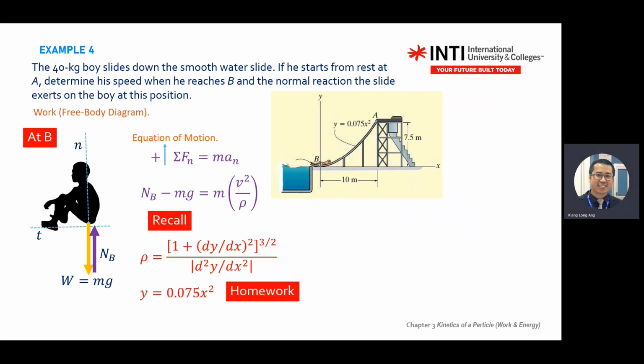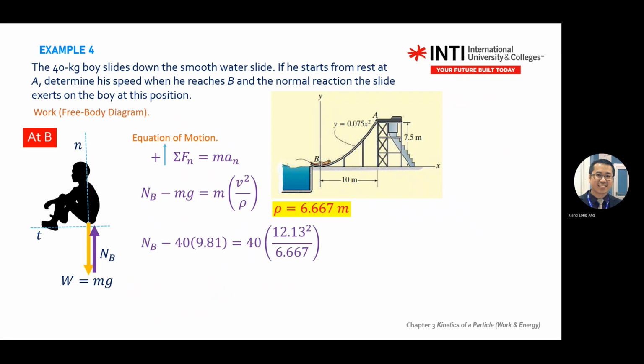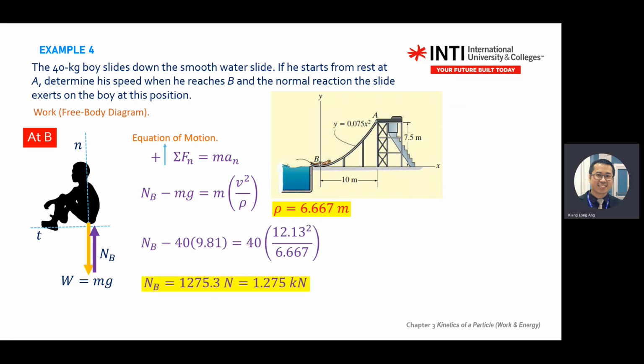Okay, you'll find the radius is 6 point something meter. It's your homework. You substitute, then you can find this value. Again, your reference axis is at B. Reference axis at B, 10 meter, x to A, and 7.5 is there. You substitute, you find your NB. NB, you can put in the raw form, which is 1275, or you can simplify it into kilonewton.